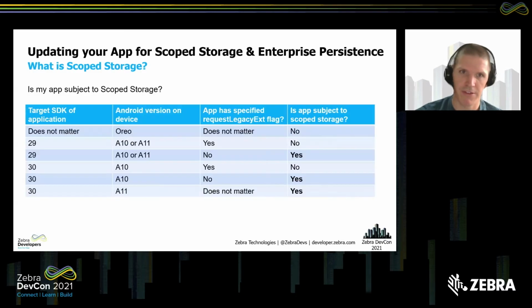In fact, I've got this on a subsequent chart here, just to try and convey whether or not your application is subject to scope storage. So you need to target API 30 or higher.